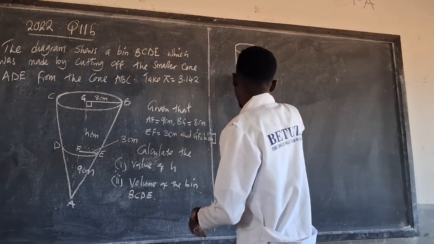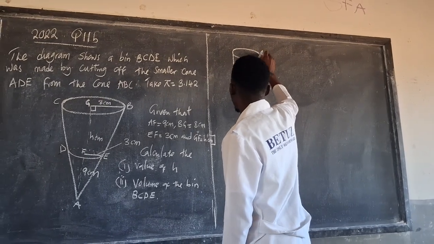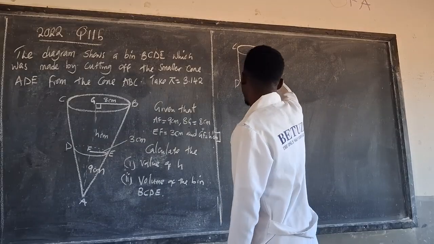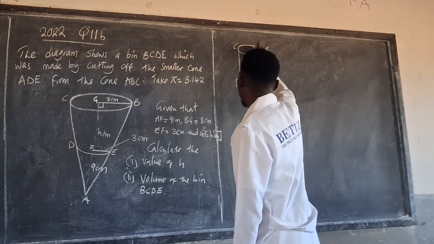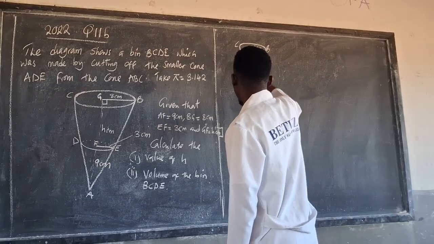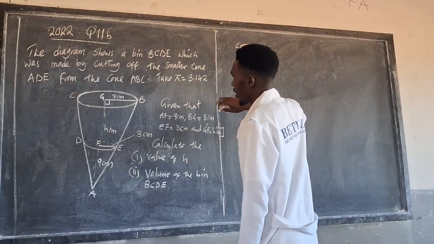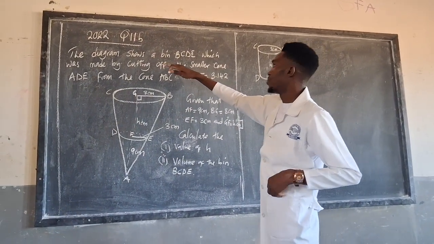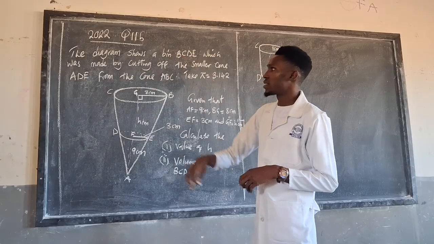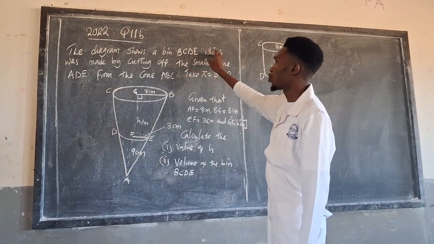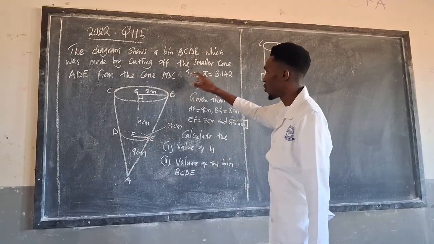So this is a bin, this bin of B, C, D, E, with the radius which was given, which is 8 centimeters here. Then the height for this was H. So now we are saying this bin was cut off.